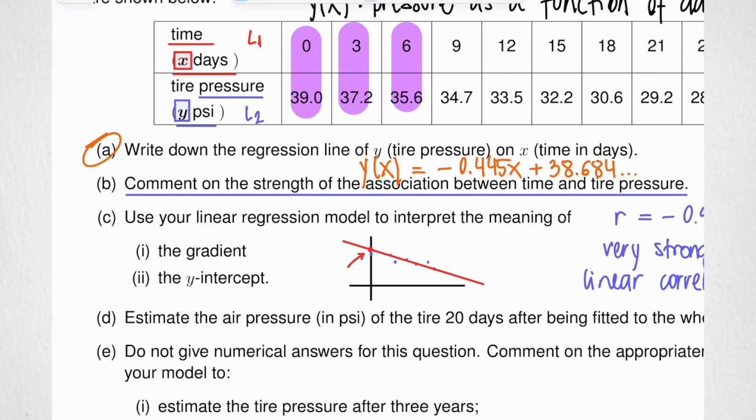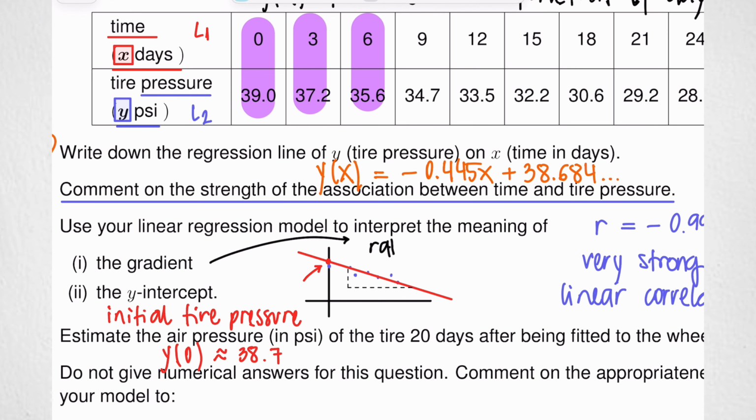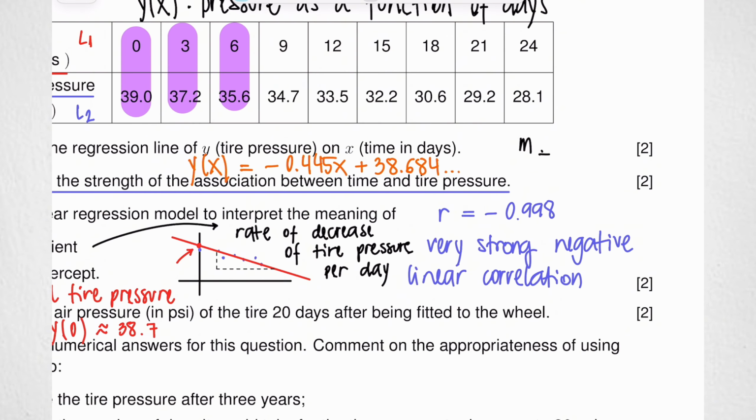Now, the y-intercept means the initial tire pressure, which is y of 0, which in our case, for this linear regression, is approximately 38.7. This is an approximation of the tire pressure on the instant the tire was inflated. Now the gradient, which is the slope y over x, is the rate of decrease of the tire pressure per day. Remember that you can find a gradient by doing delta y over delta x, which means the change in y over the change in x.